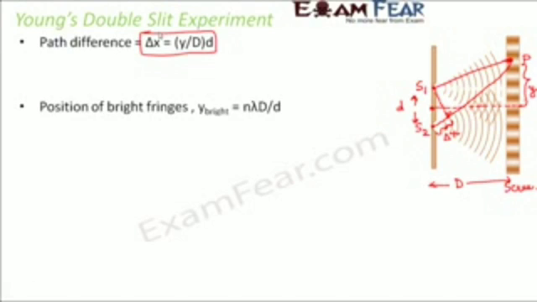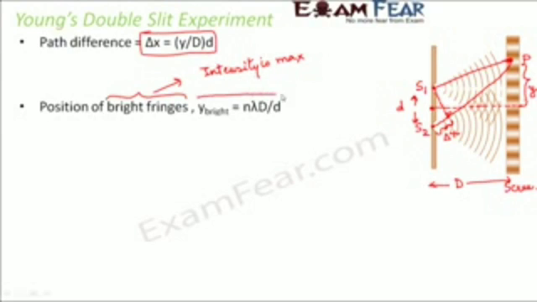Now the question is, how do we find out the position of the bright and the dark fringes on the screen, the bright and dark bands which we see on the screen? So the position of the bright fringes. Where will we get bright fringes? Bright fringes refer to the positions where the intensity is maximum. So wherever the intensity is maximum, we see bright fringes, right?